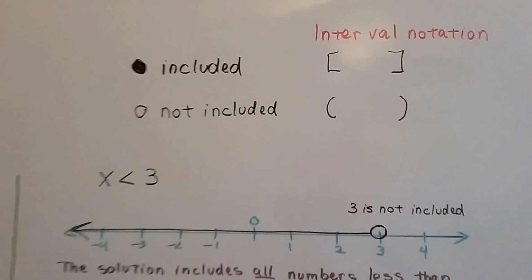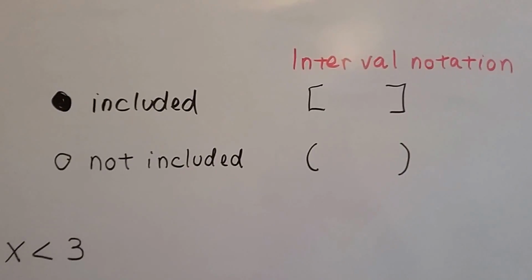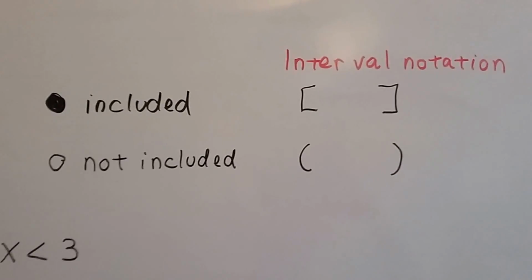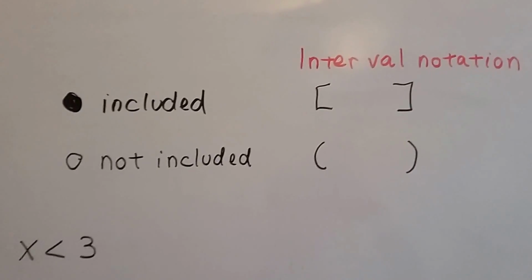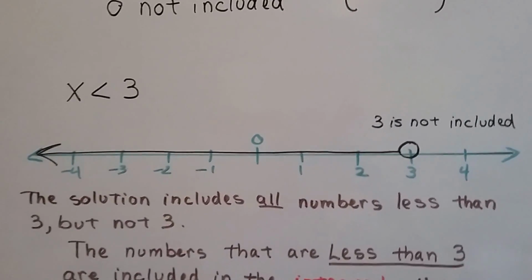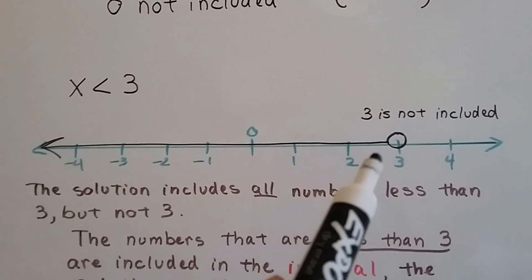Well, when we graph these on a number line, we use a filled-in dot to show that the number is included or an open dot to show it's not included. If we use interval notation, we use brackets to show it's included or parentheses to show it's not included. So for x is less than 3, 3 is not included because x is less than it.